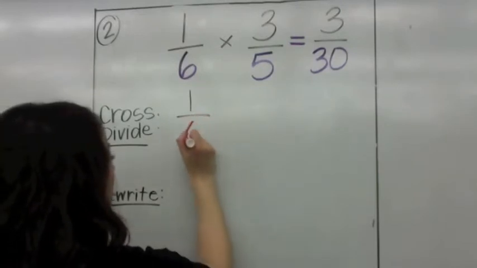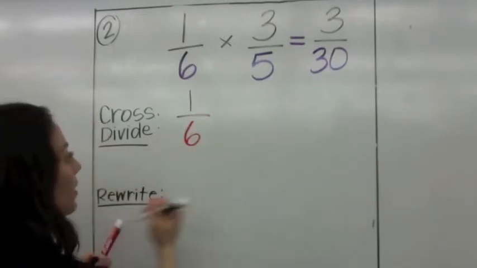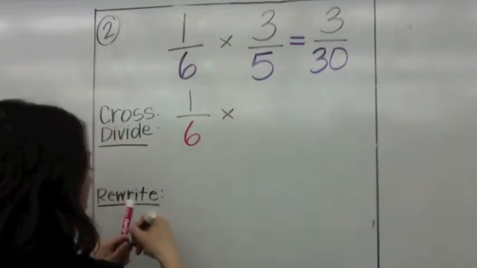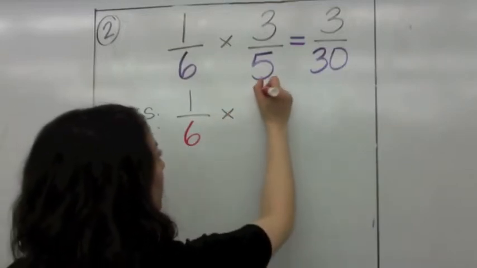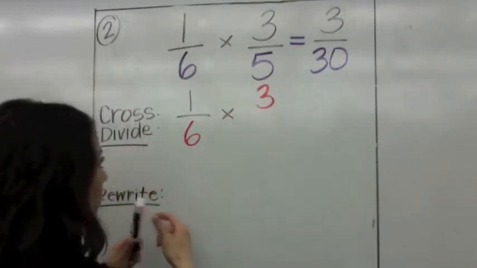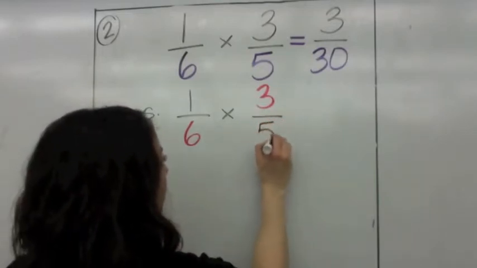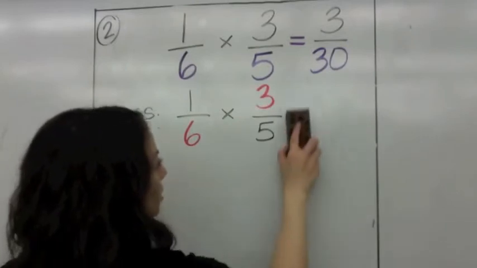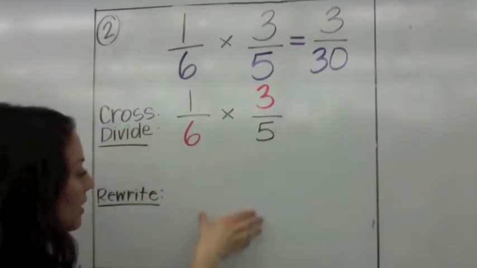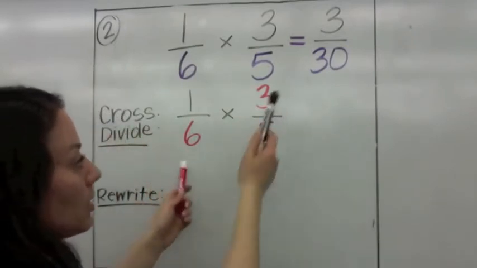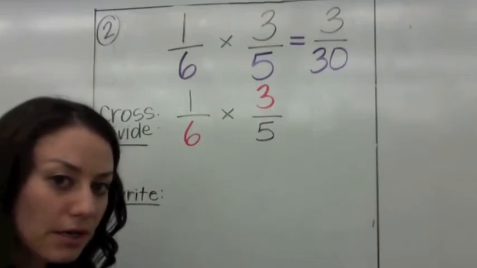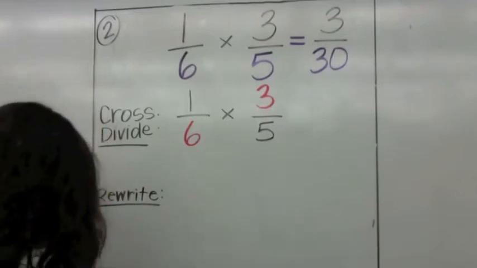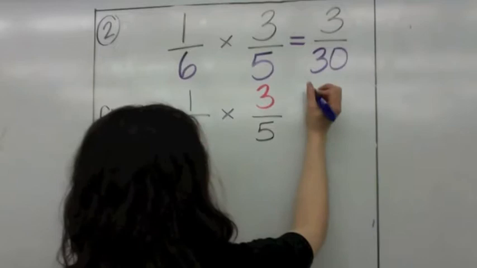So take a look. You have a 6 at the bottom of this fraction in the denominator, and you have a 3 in the numerator of this one. Talk about 3/5, right? All right, so we're going to cross divide. Here we go. Actually, nothing is going to go here. Don't put an equal sign. We're just cross dividing, then we're going to rewrite. Here we go. Look at the red numbers. Could you divide by 3? You could, right? So you're going to cross divide by 3.